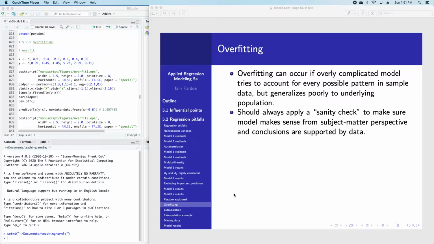I'm going to finish up this series of videos covering regression pitfalls by looking at overfitting, extrapolation, and missing data.